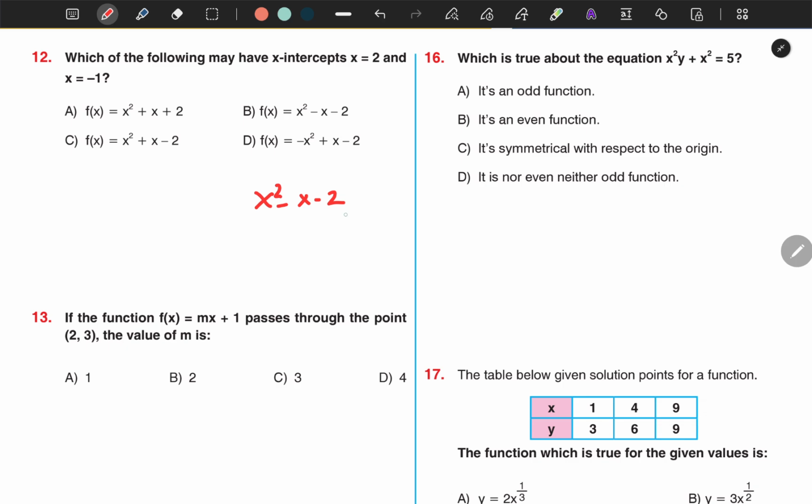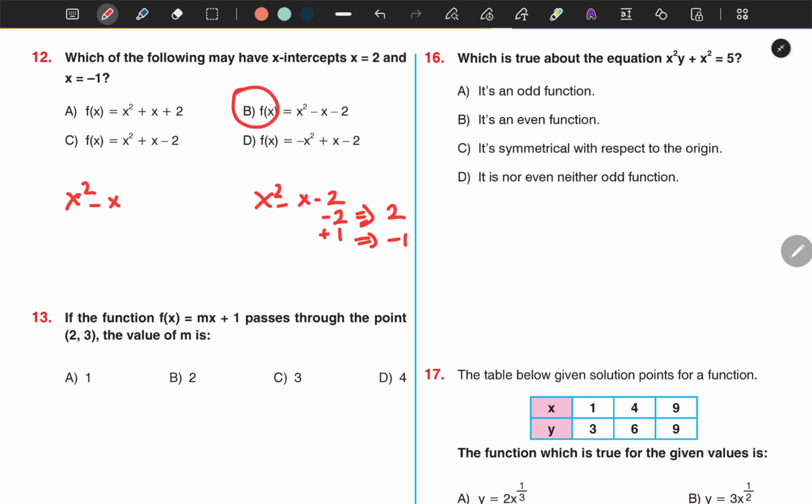Alright, guys, for this one we have to think something for factorization. So let me check from the b. Negative 2 plus 1. What will be here? X will be 2, x will be negative 1. Yes, b is answer.